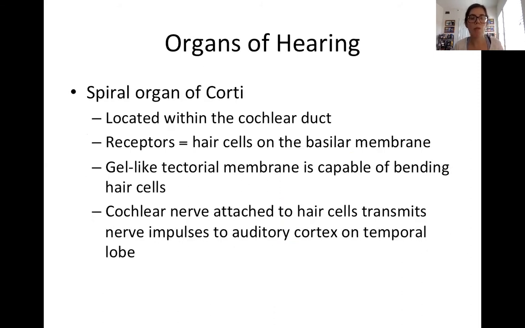Inside, we have the spiral organ of Corti, which is located in that cochlear duct. And it has the receptors for sound, which are little hair cells on a basilar membrane. And above it, we've got a gel-like tectorial membrane, which is going to bend the hair cells. And the hair cells have mechanoreceptors, and so when they bend or they move, they are going to fire an action potential. And that action potential will travel up our vestibulocochlear nerve and go to our auditory cortex in our temporal lobe for processing.